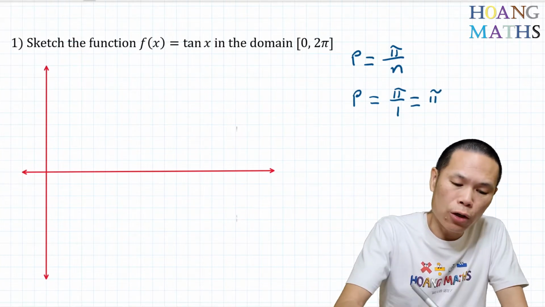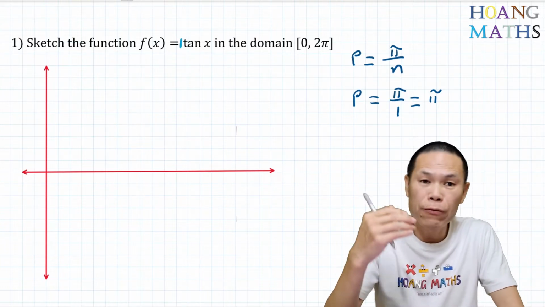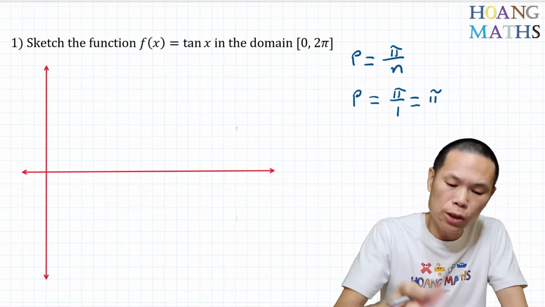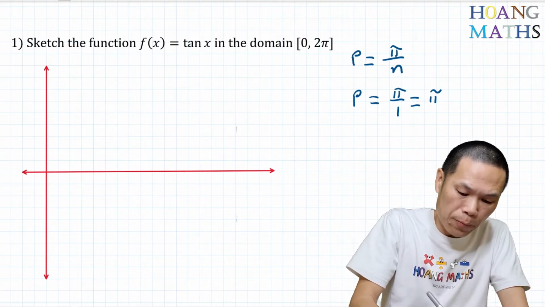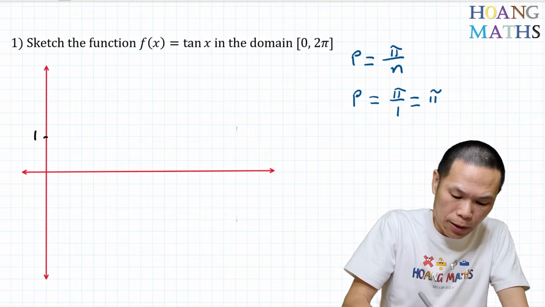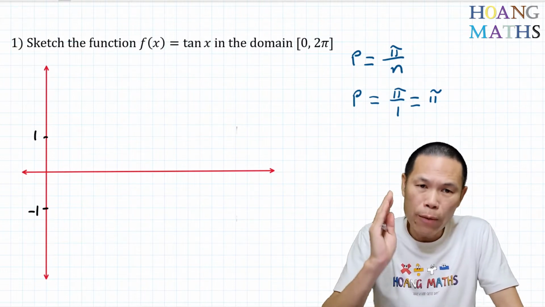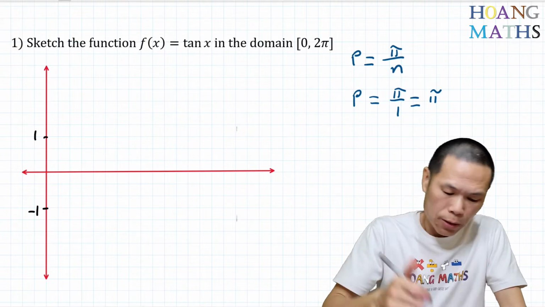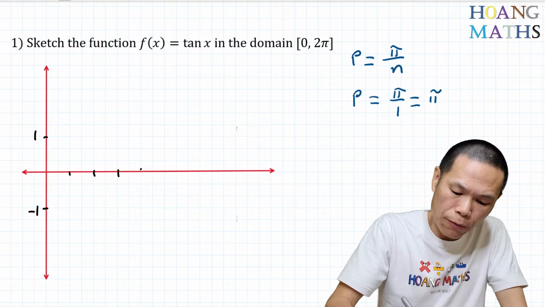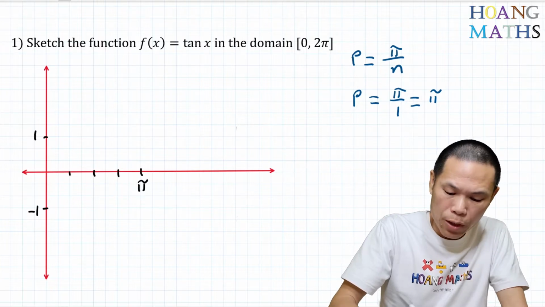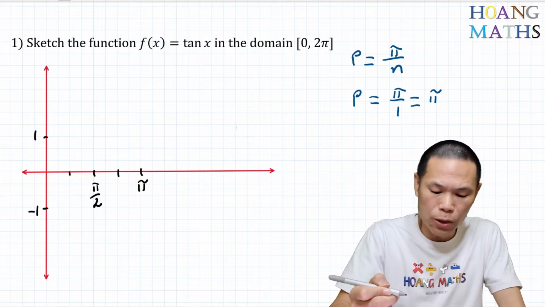And then we know that the number in front of tan is 1. If there is no number, the constant is 1. So let me just write this 1 down. So let's say this is 1, this is negative 1. And now we know the period is pi. We have to cut it into 4 pieces. So 1, 2, 3, 4. So this is 1 period, and between 0 and pi is pi over 2, which is pi divided by 2.